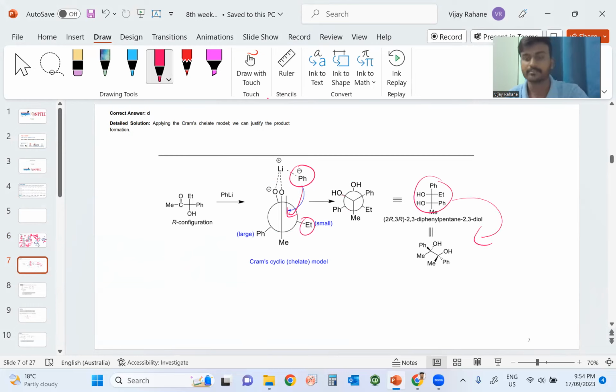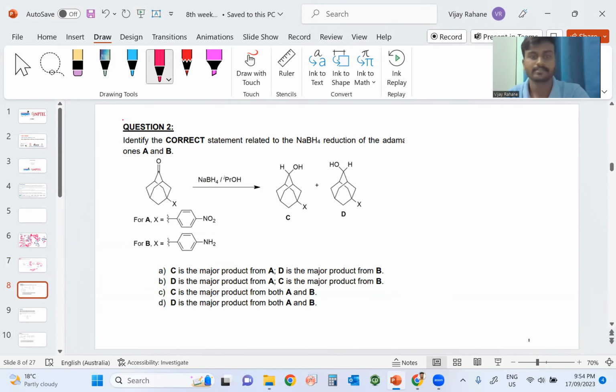You have to make a practice of this converting, because most of the problems you will see like this only. So you should be able to convert from the Newman to Fischer to the flying wedge, this kind of conformation. So you have to make this practice. So option D is the correct option here. All right.